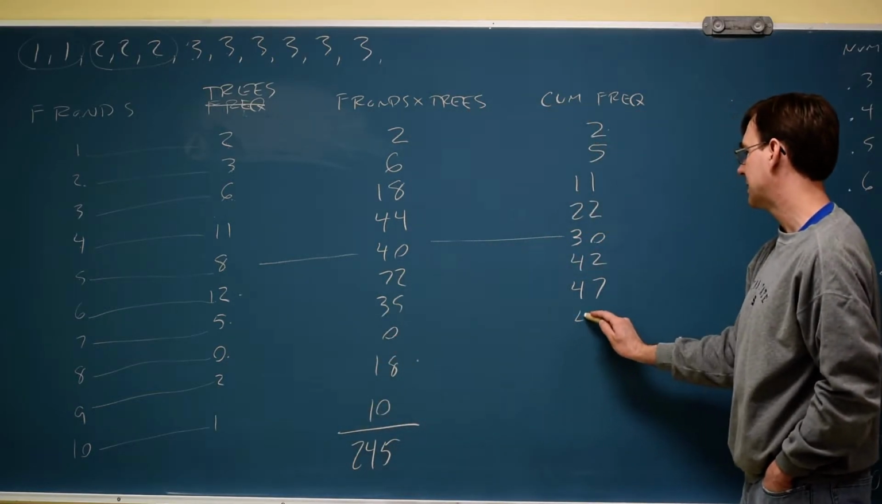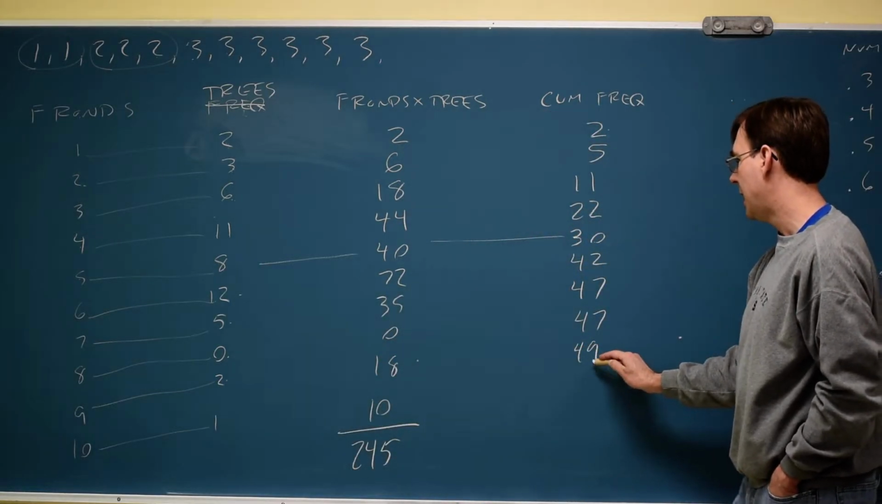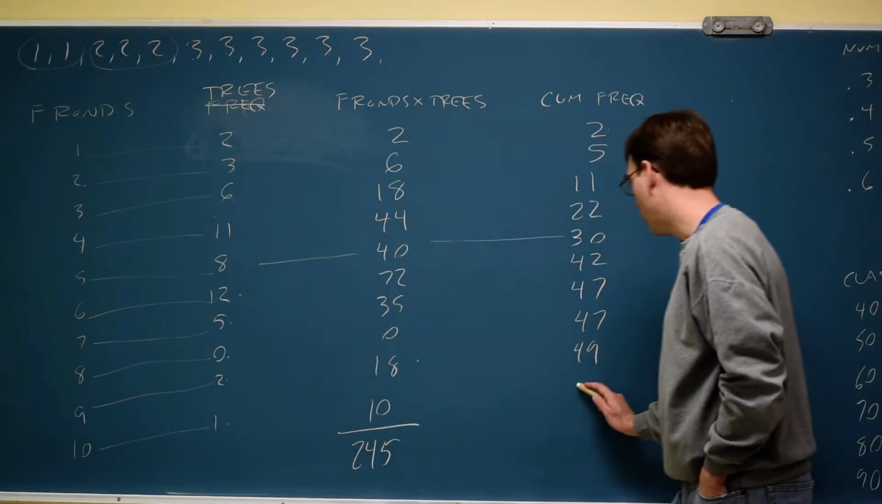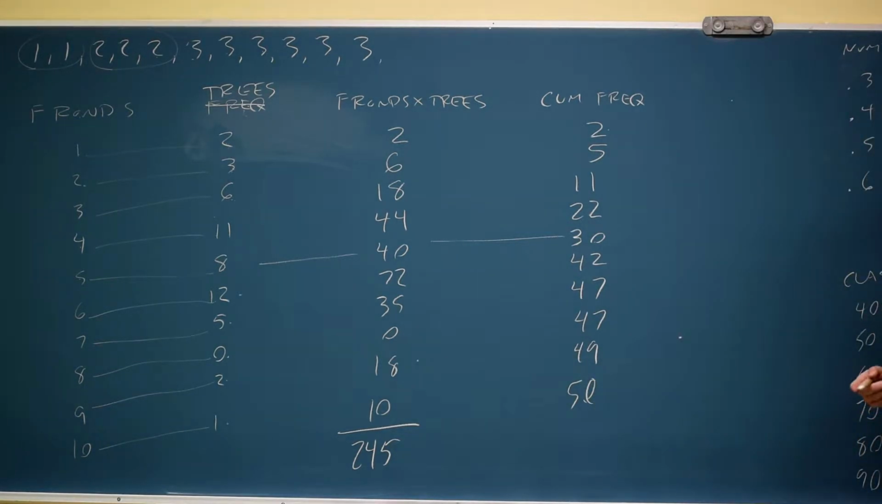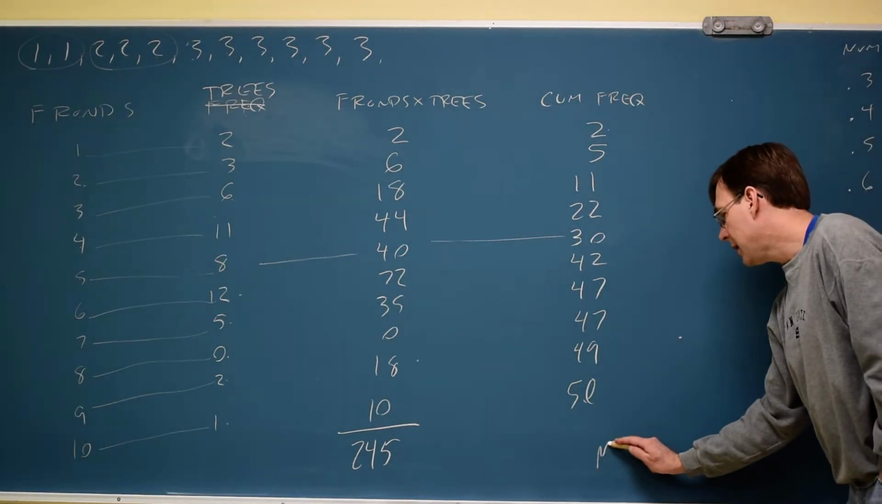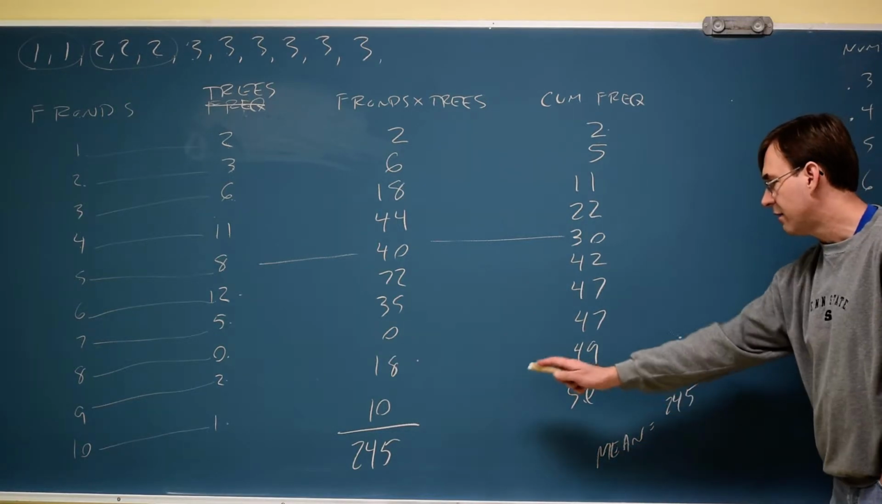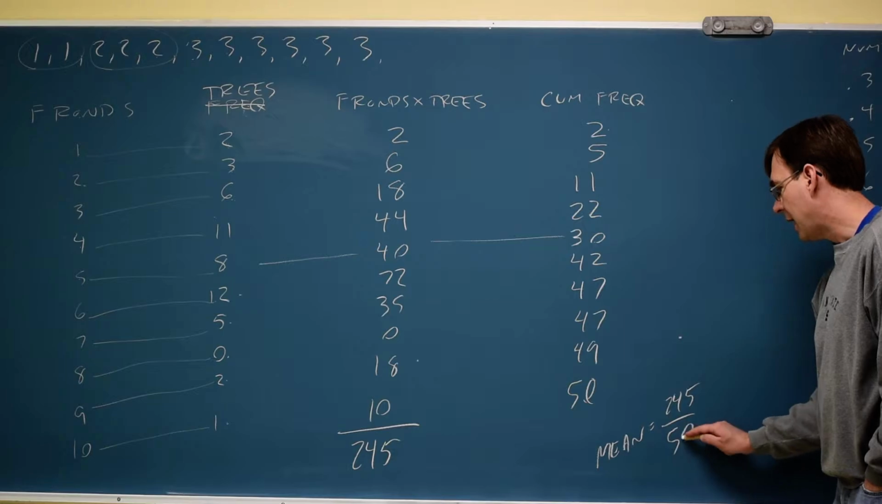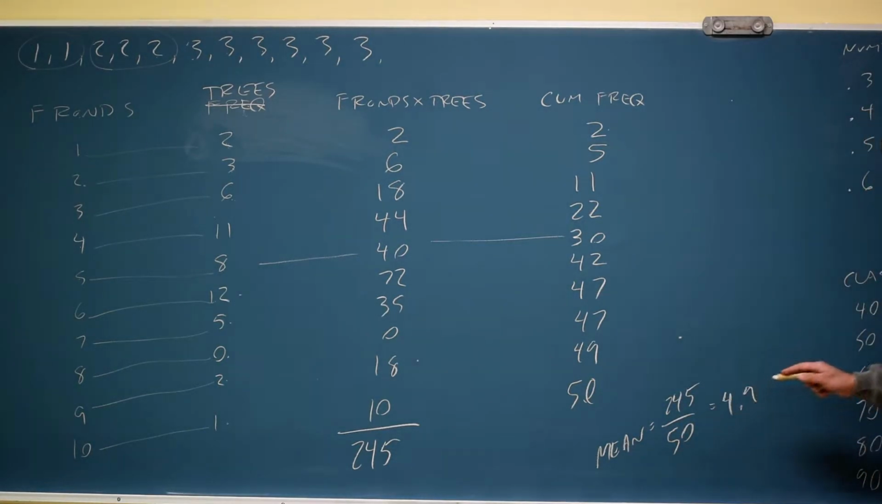0 more sticks us at 47. 2 more, we're up to 49. 1 more, we're up to 50. We have 50 total trees. So for us to do the mean would be the 245 total divided by the 50 trees, and that would get us a mean of 4.9.